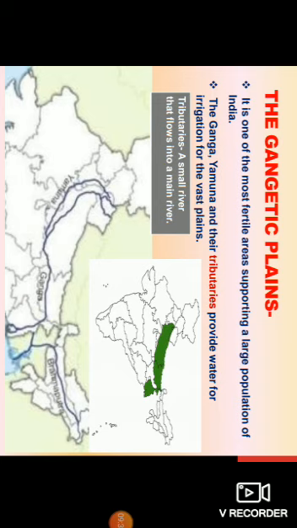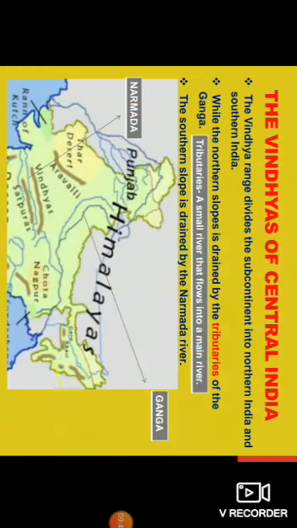So the Gangetic plains are the most fertile area. A large population lives over here. The Ganga and Yamuna and their tributaries provide water for irrigation activities.